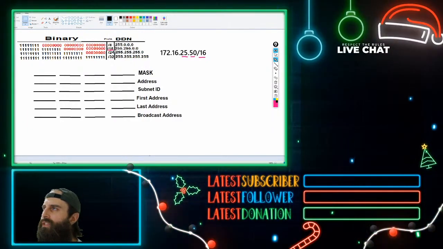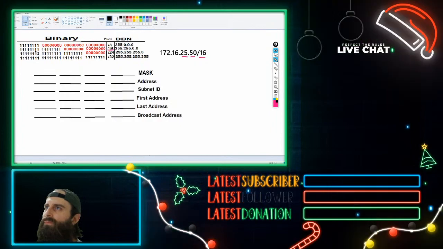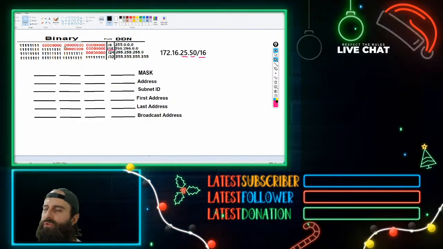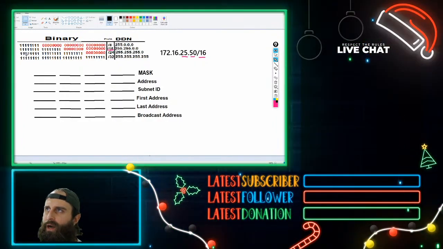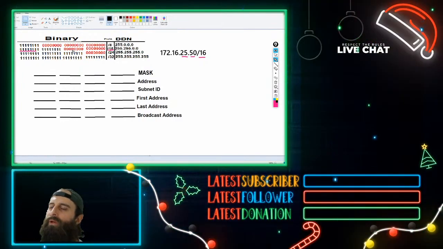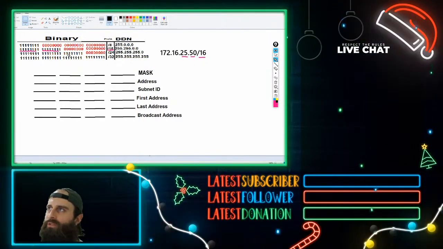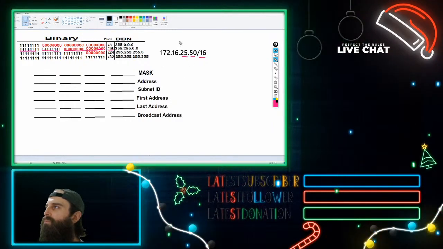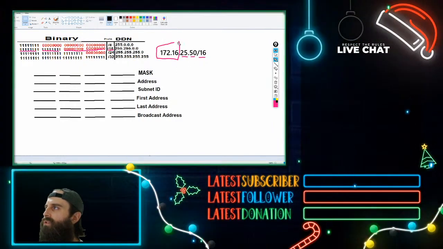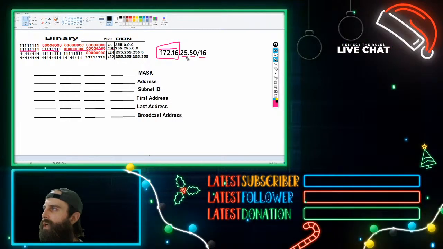Now remember, we're just sticking with the easy ones. We have two sets of binary ones: 11111111 and 11111111. So we have 2 octets that are full of binary 1s, and then we have 2 octets that are full of binary 0s. So what that's meaning is 172.16 is our network, okay?